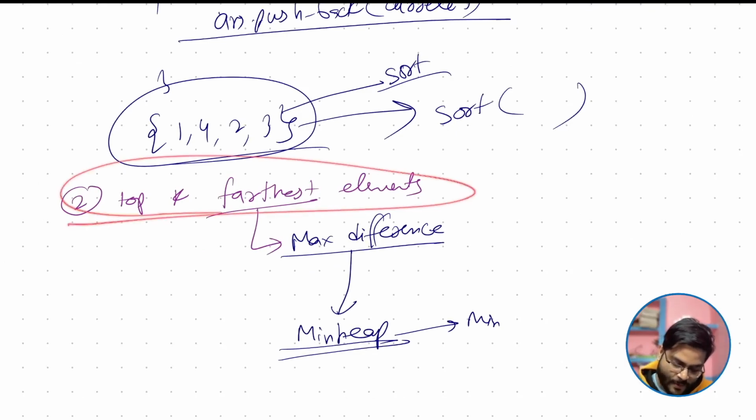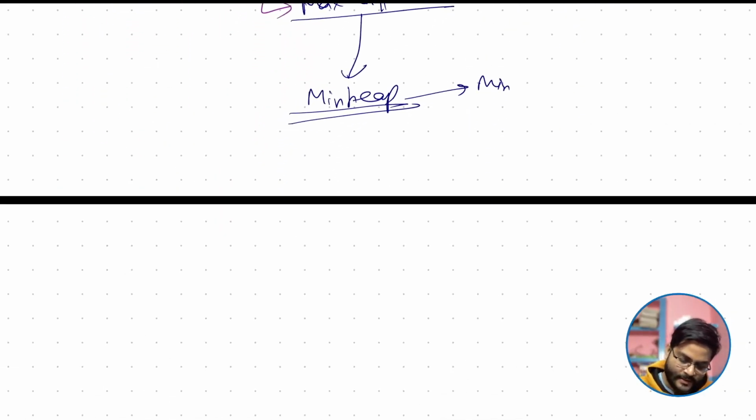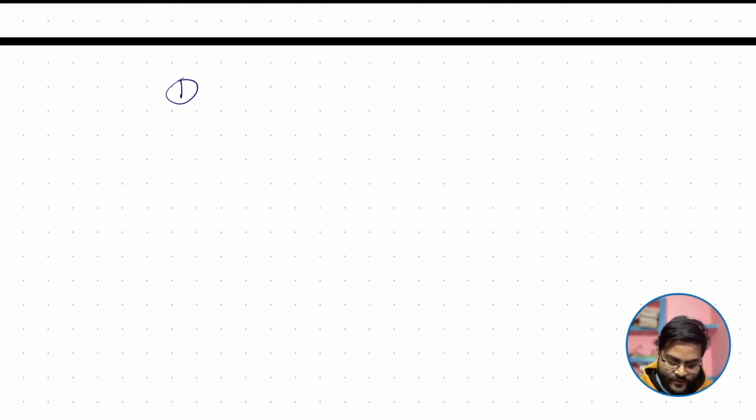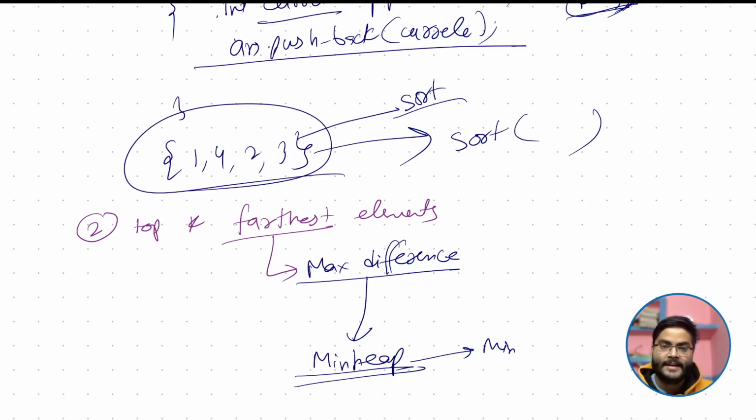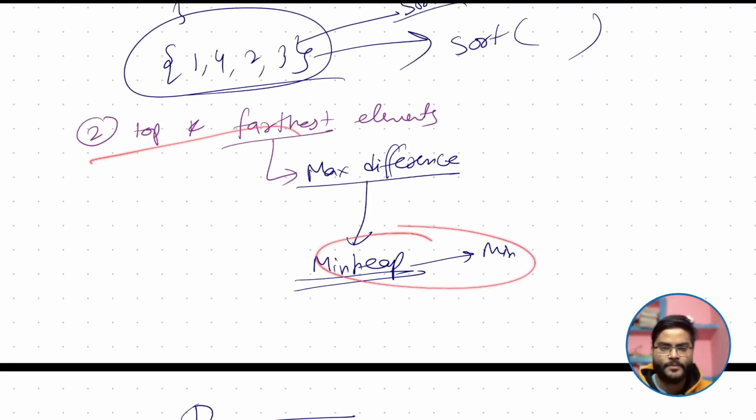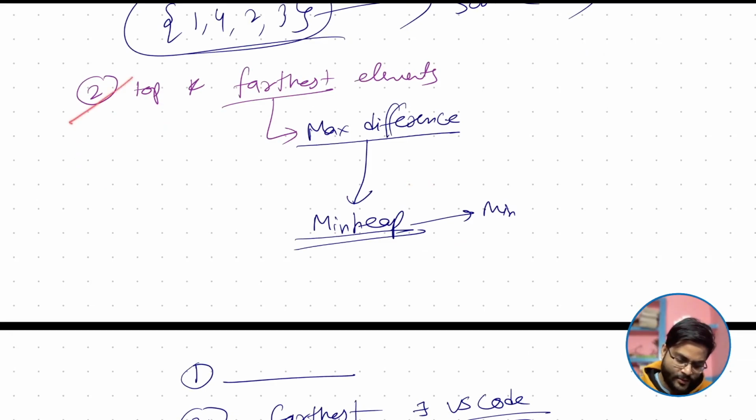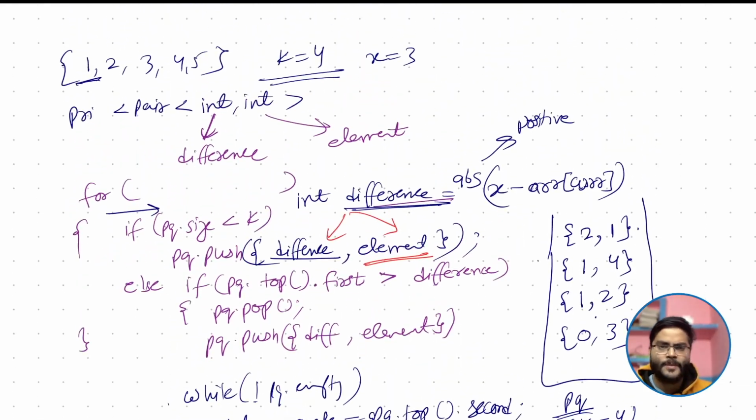So do this problem also. In the previous problem we have done one problem. In this problem also do the farthest one. Just code it in VS Code or any online compiler. In the current problem we were using a max heap, and in this problem we have to use a min heap. So just do it as homework. You can easily do it. So this is all about this problem.